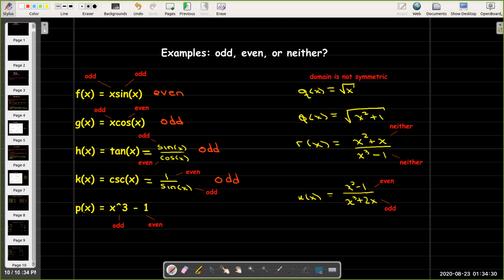In the last example, in the first column, p of x equals x cubed minus 1. X cubed is an odd function, but 1 being a constant represents an even function. And if I add those together, it's going to be neither odd nor even.